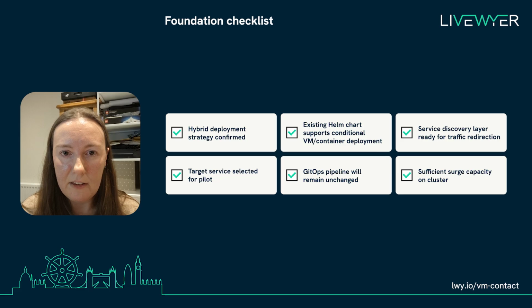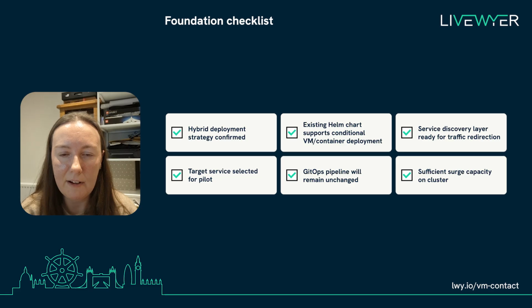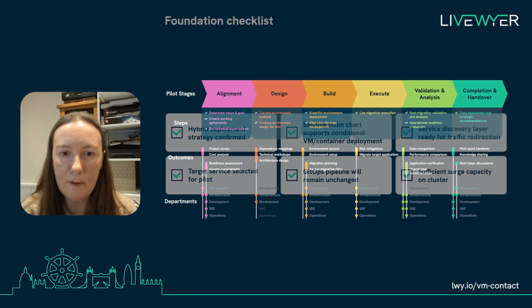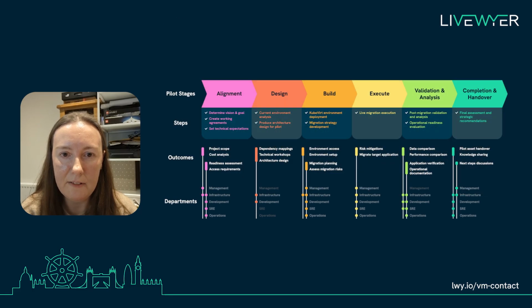We've selected our target service using our 4 criteria framework. Our GitOps pipeline remains unchanged throughout the migration, and our cluster has sufficient capacity for running duplicate services during the transition. With our framework context established and our environment validated, it's time to start the actual containerization work.